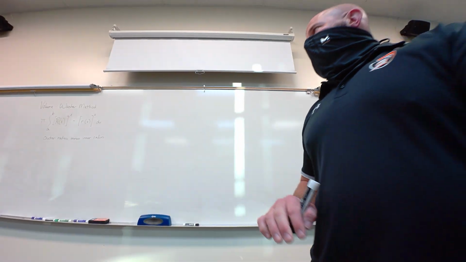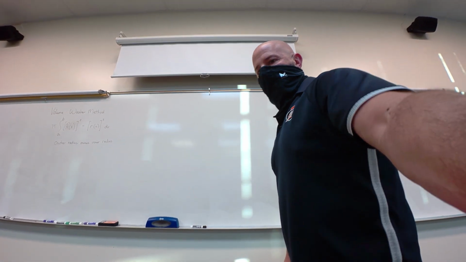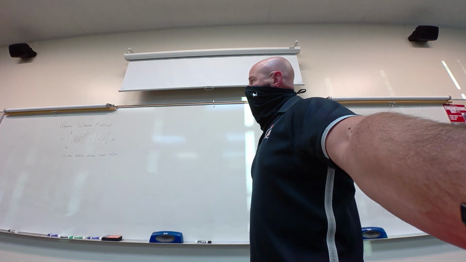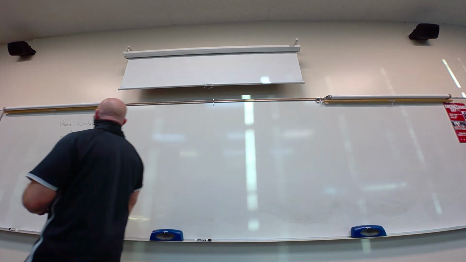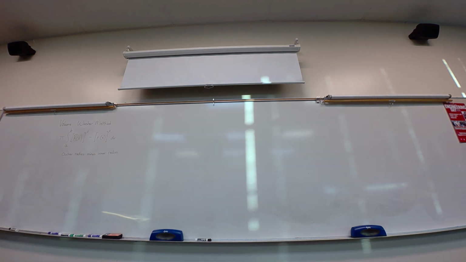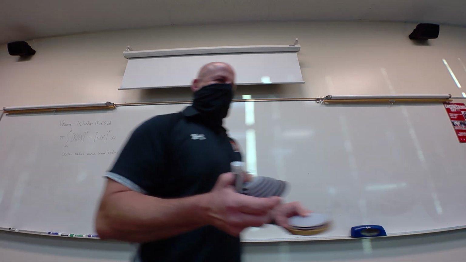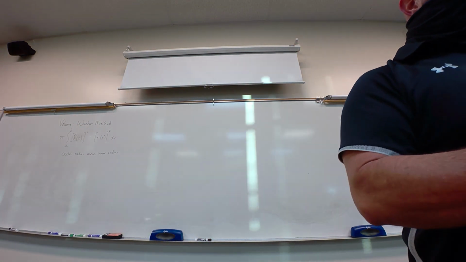Okay, our volume. We're going to have two methods of finding volume, a washer method and a shell method. So we're just going to do the washer today. And a washer is based upon a disc, kind of like washers. This one kind of gets screwed up, but anyway.